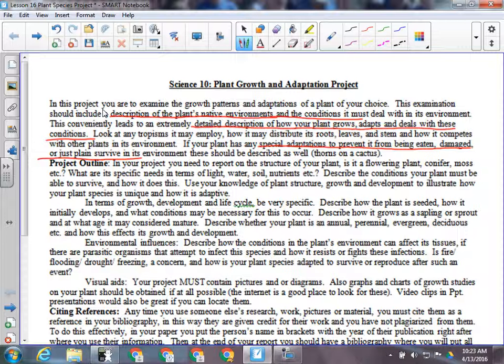So the outline here: report on the structure of your plant. Tell me what kind of plant it is. Is it a flowering plant, a conifer, a moss, grass? What kind of plant is it? In case you don't know, a conifer is a plant that has cones. So any spruce or pine, those are all conifers.